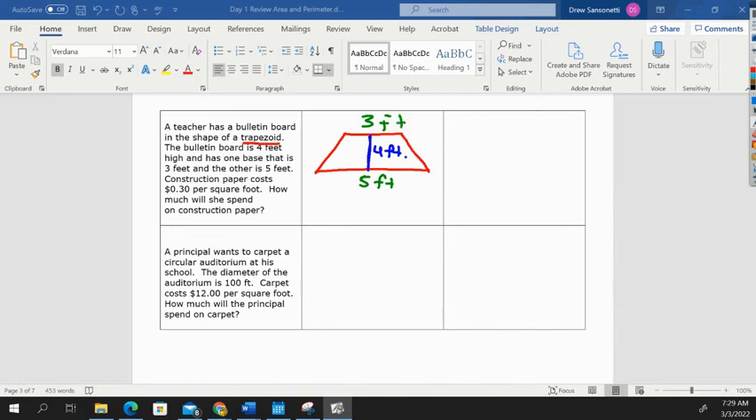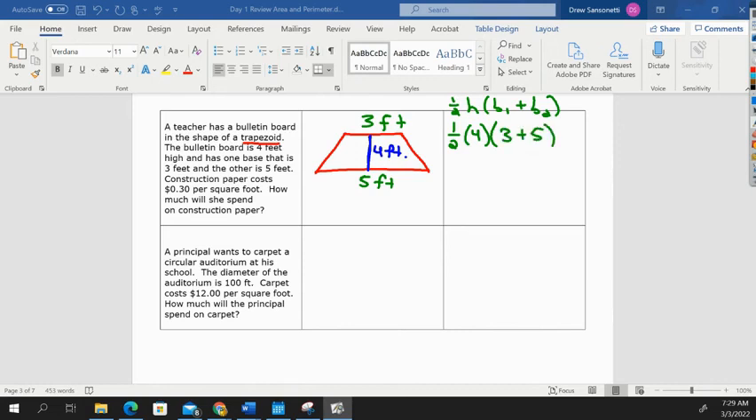And now I have all the information we need to solve the problem. We also know that it's going to cost us 30 cents per square foot. So if they're going to make this out of construction paper, they don't only want the outside, they want the inside as well. So we have to use our formula for area. The formula for area, if you remember, I'm going to write up top here so I have more room, is 1/2 height times B1 plus B2. So if I plug it in, it's going to be 1/2 times 4 times 3 plus 5.